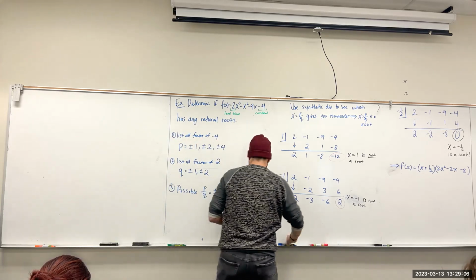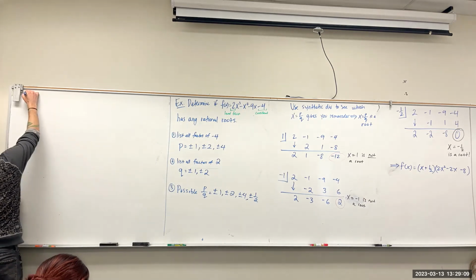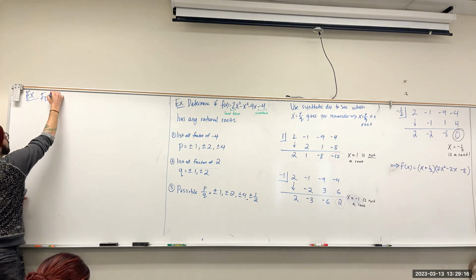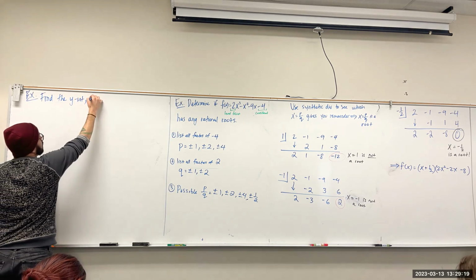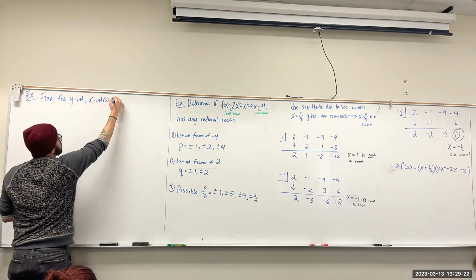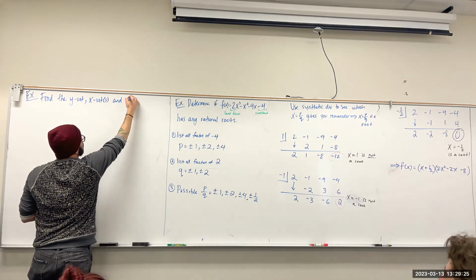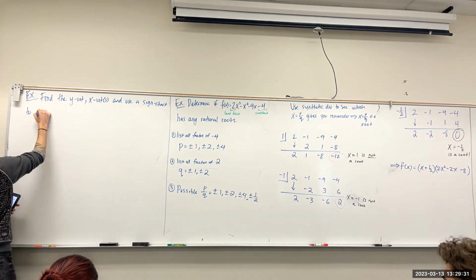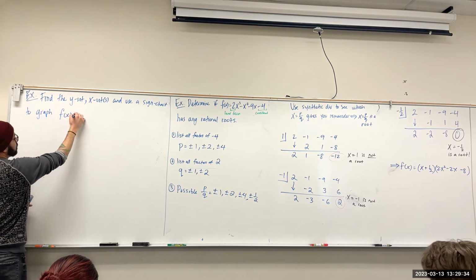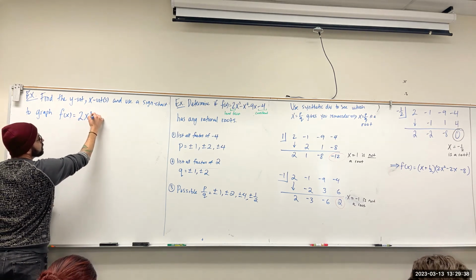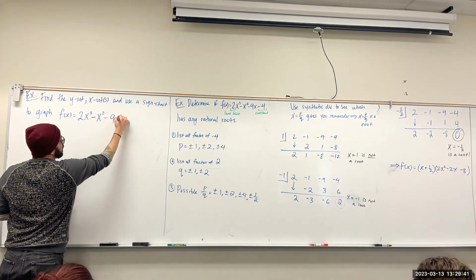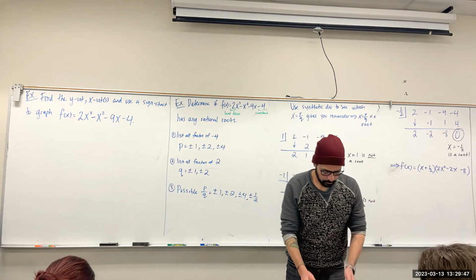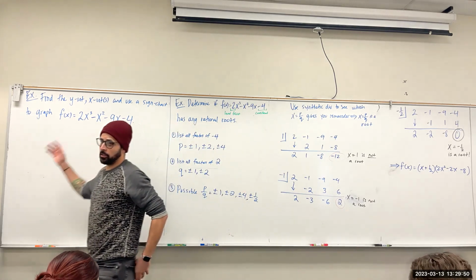Here's example number 2. Example number 2 says, find the y-intercept, x-intercept, and use a sign chart to graph f of x equals 2x cubed minus x squared minus 9x minus 4. So this is what we did last week, okay?